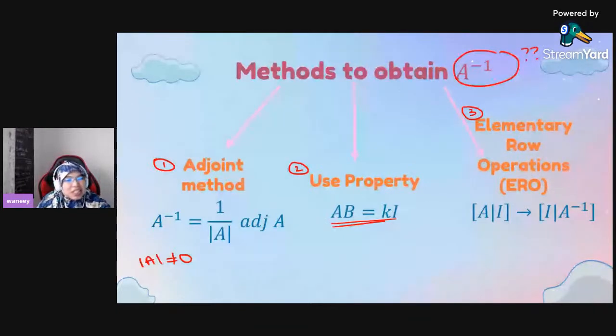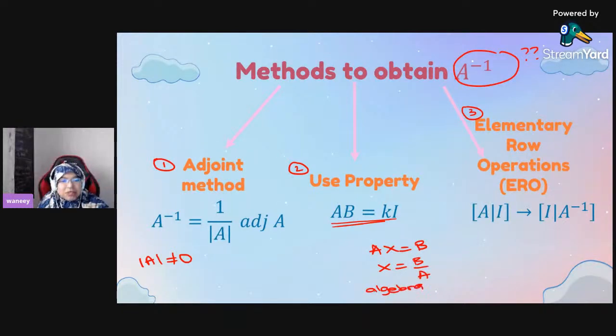Okay, so this is why. Basically, let's say you have algebra, right? So you have AX equal to B. So if I say make X the subject, you are going to do X equal to B over A. But this is in algebra. So this is possible in algebra because you can actually divide by A. However, in matrices, we cannot have a matrix divided by another matrix. So that is the reason why you have to use the A inverse.